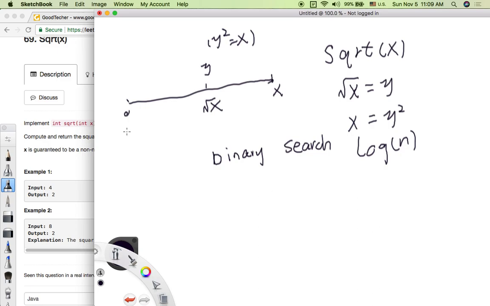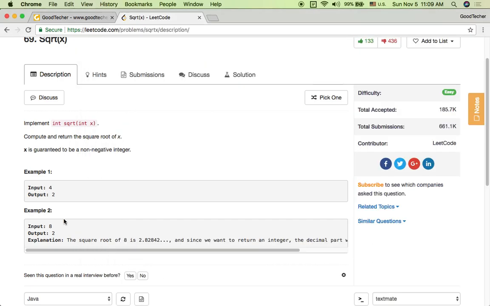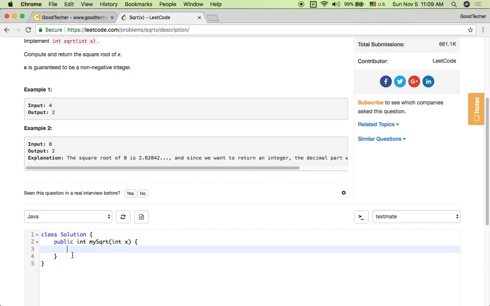Converting to binary search, the start would start from 0, and the end position will be x, and we just need to find the place where the mid position squared is equal to x. So we know that we convert this square root math problem to a binary search, a computer science problem, so that we can go back to here and implement our code.